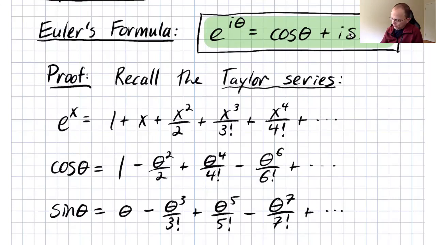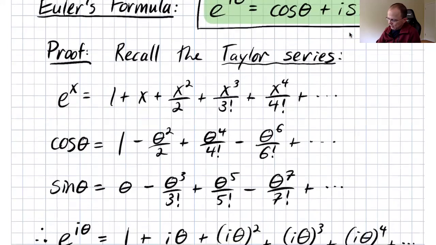And then for the sine theta, we get kind of the opposite. Now, instead of the even powers of theta, we're getting the odd powers of theta here. But it's very similar. We get theta cubed over 3 factorial plus theta to the 5th over 5 factorial, and so on. Anyway, these should be very familiar Taylor series formulas, and this is how we can prove this formula here.